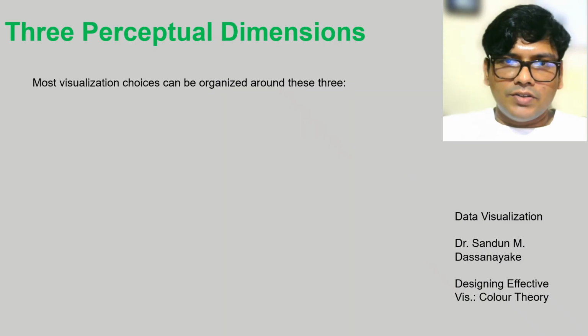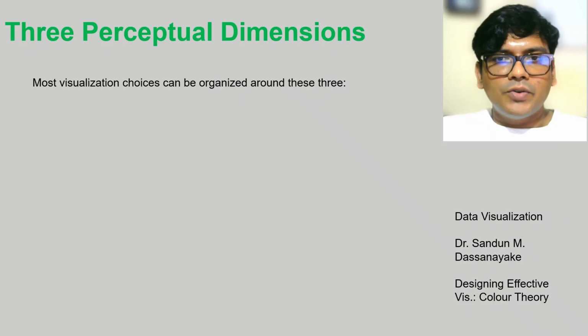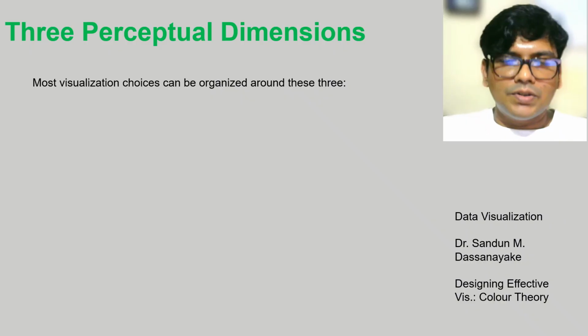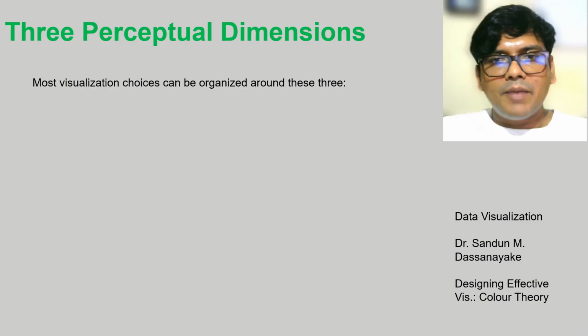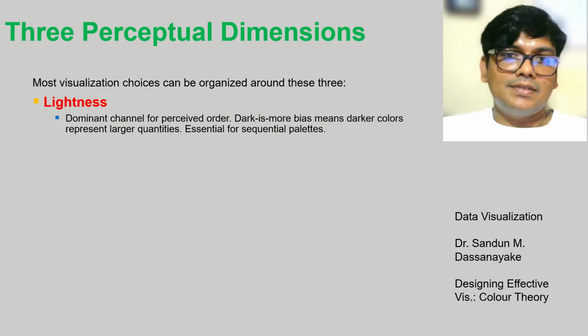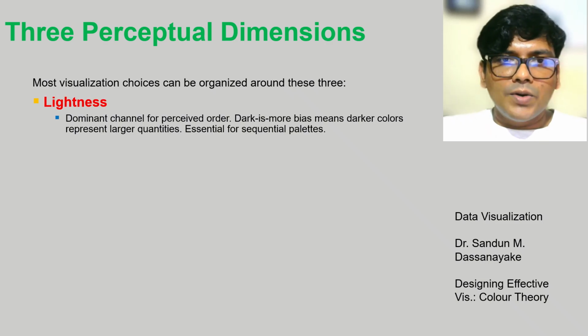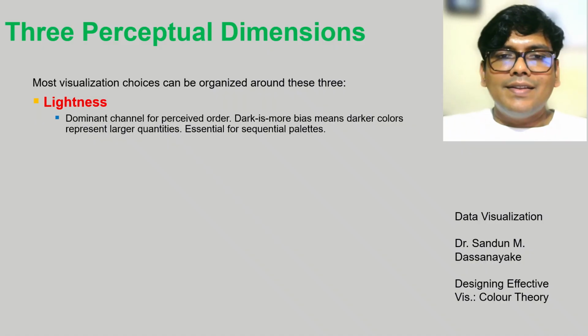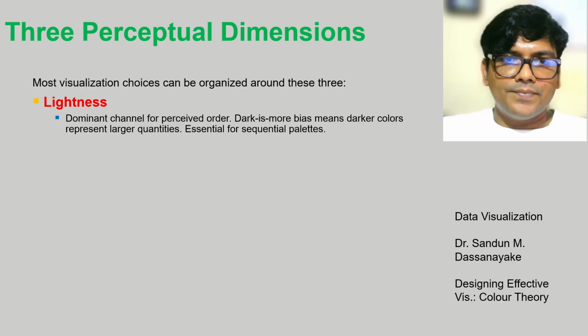Every color decision you make maps onto one of these three perceptual dimensions. Understanding them gives you a vocabulary for deliberate design choices. The first one is lightness. It is the most powerful channel for conveying order. Dark is read as more, and it's why sequential palettes work so naturally.